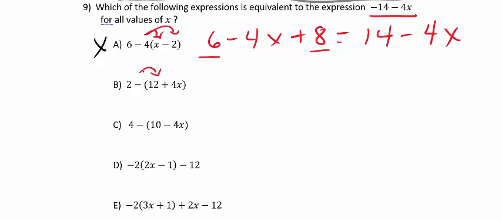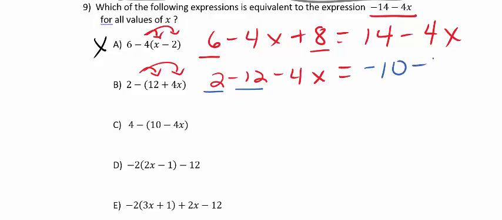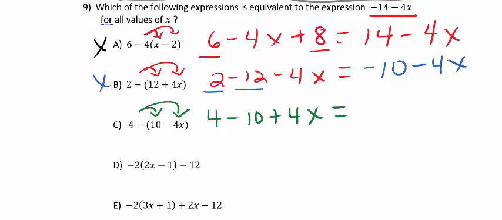When we distribute this negative sign here in b, we're going to get 2 minus 12 minus 4x. Adding those constants together, we have a 2 minus a 12. That's going to be a negative 10 minus 4x. And so that one is not the same either. When we distribute the negative sign in c, we're going to get 4 minus 10 plus 4x. And then by combining these constants here in front, a 4 minus a 10 is going to be a negative 6 plus 4x. And so that is not the same thing either.